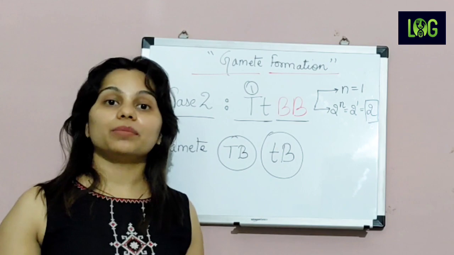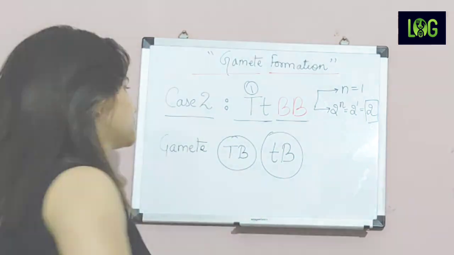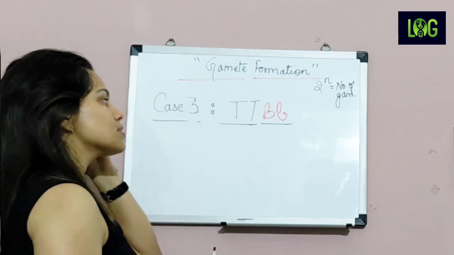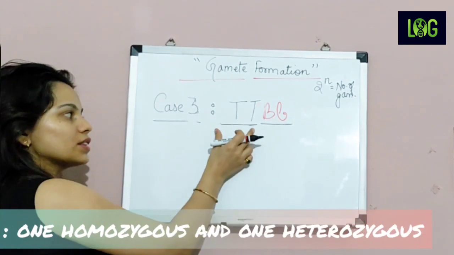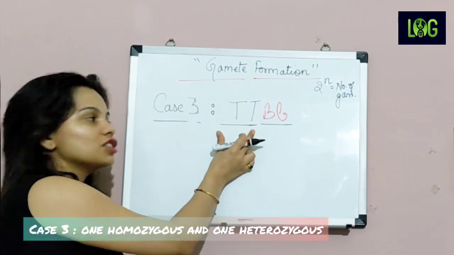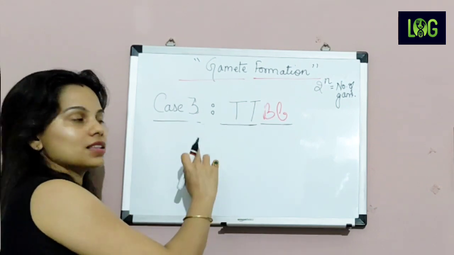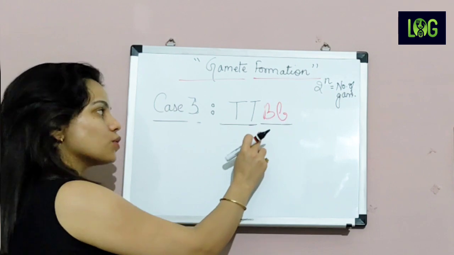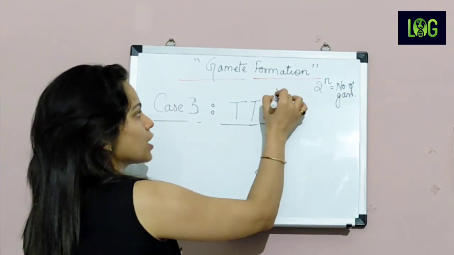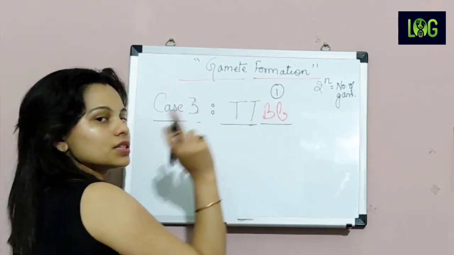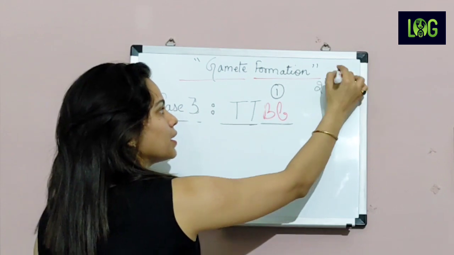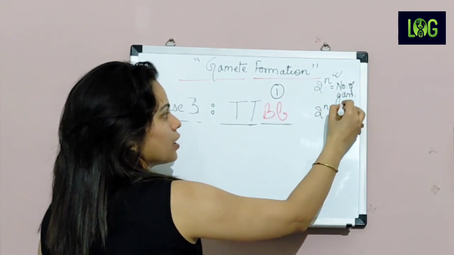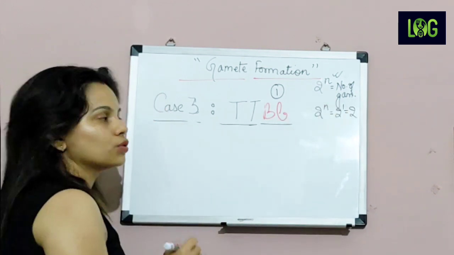Coming on to case number 3. Now let's understand case number 3. For case number 3, we are having this high trait in homozygous condition, but just opposite of case number 2. Now the hair color is in heterozygous condition. So again, the number of heterozygotes in my parental generation is only 1. Again, keeping n as the value, we will get the number of gametes as 2.